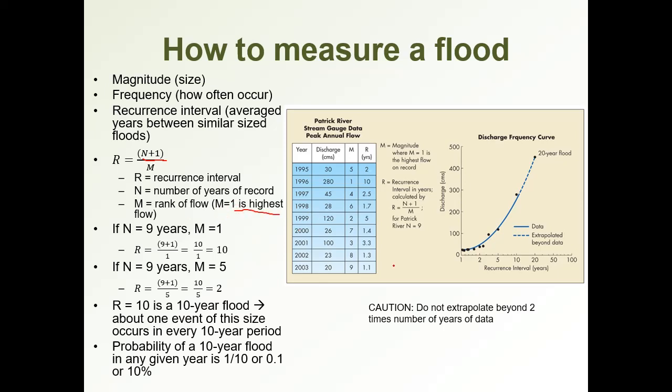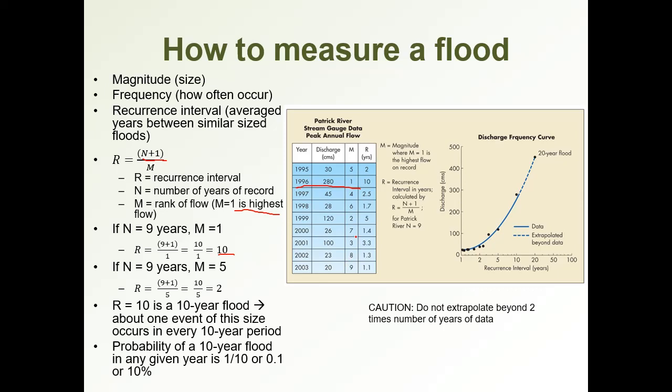Our example data set here has 9 years. This flood in 96 is our rank 1. If we're trying to figure out the recurrence interval for our rank 1 flood, we would take our data set of 9 plus 1, so that's 10, divided by our rank, which is 1. So 10 divided by 1 is 10. That means that in our 9-year data set, the largest flood is a 10-year flood. We should expect 1 flood of this size in a 10-year period.